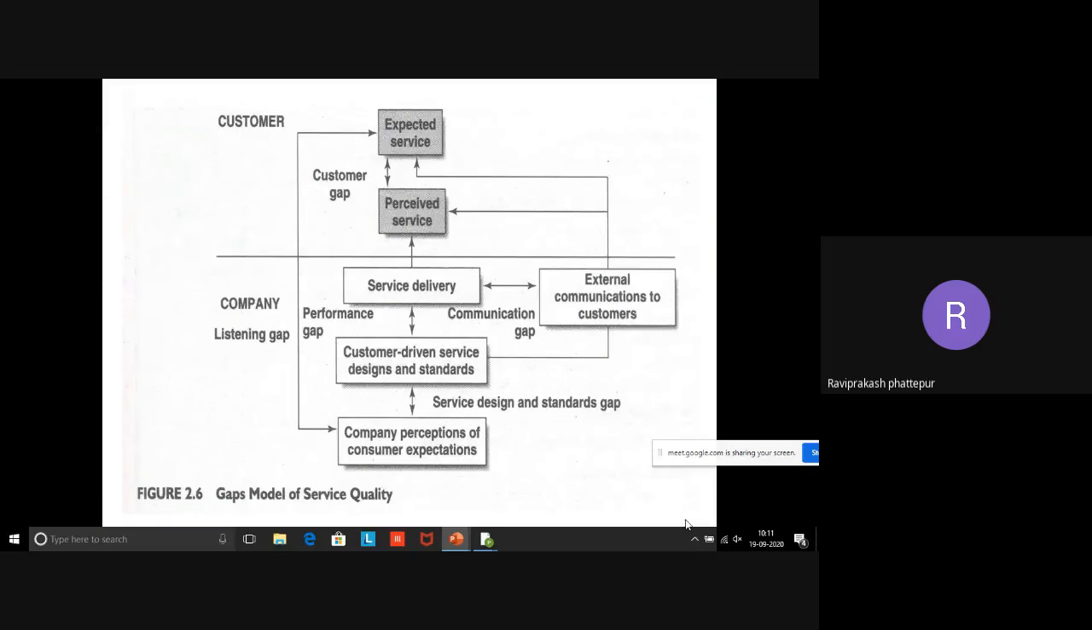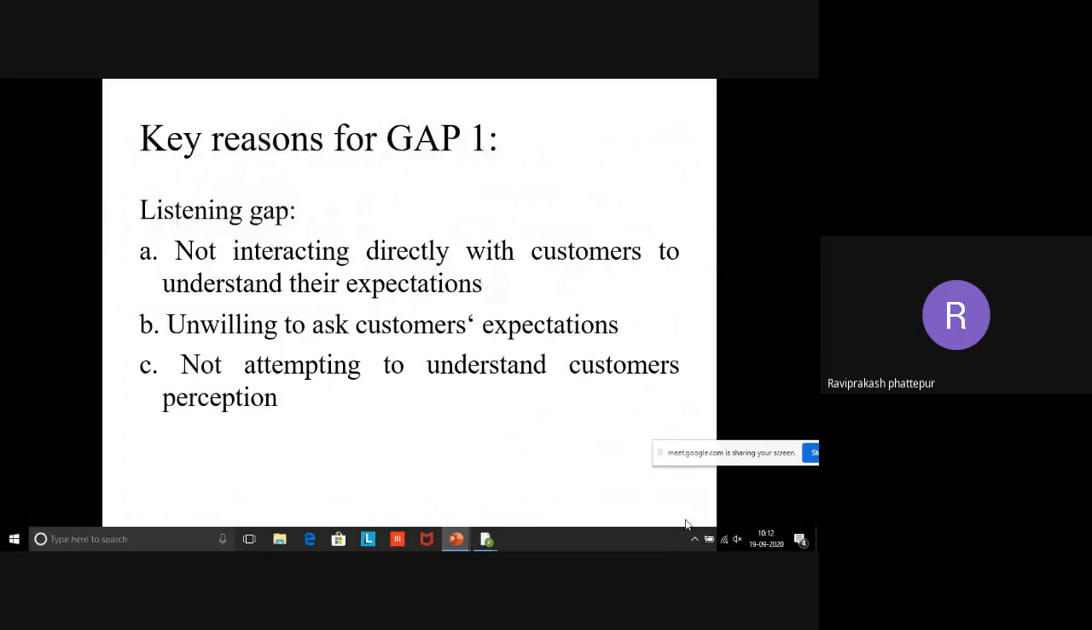In this particular chapter, we are dealing with gap 1, which is between expected service and company perceptions of consumer expectations. This particular gap is known as the listening gap. Under this listening gap, we just saw the key reasons. What are those key reasons? Not interacting directly with the customers to understand the expectations, unwilling to ask questions to the customers, then not attempting to understand the customer's perception.